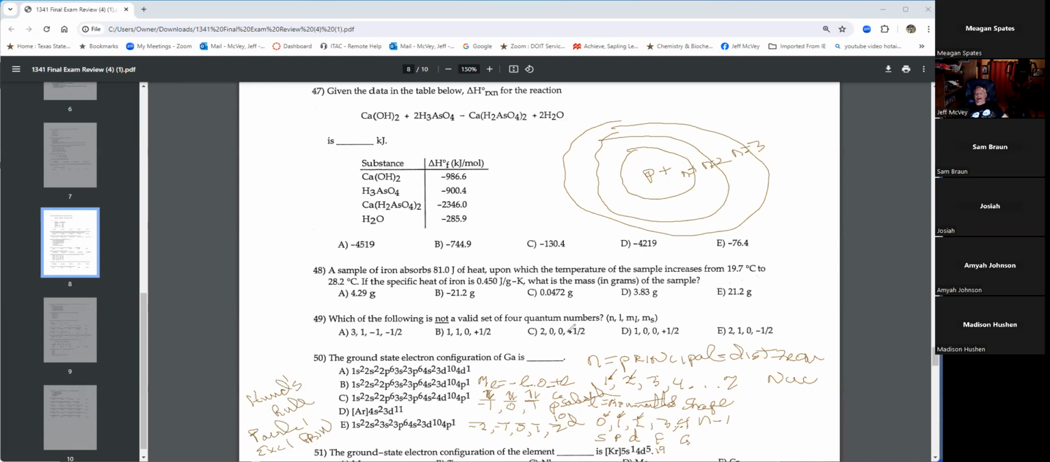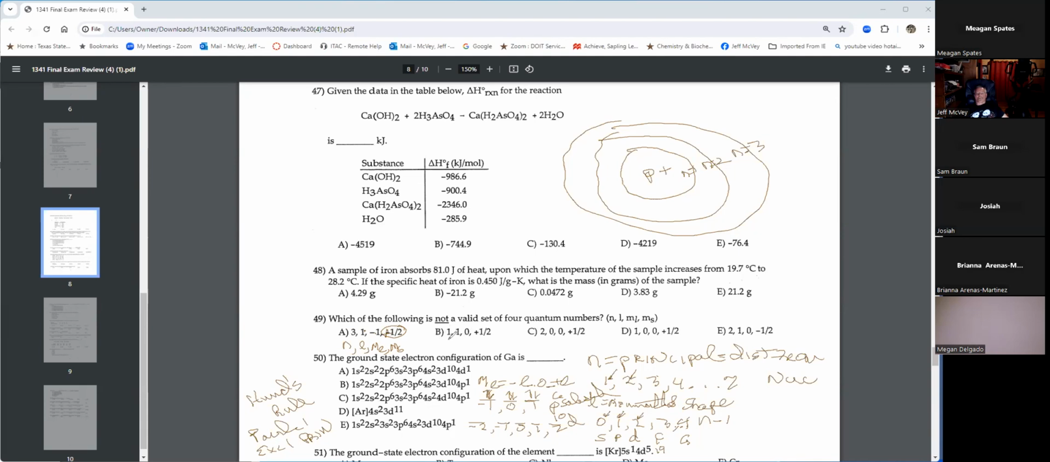This is the way we organize the orbitals. You start with the N value, then the L value, then the M sub L value, and then the M sub S value. If I have N equals 3, is L equals 1 okay? Yes. If L is equal to 1, can I have M sub L equal to -1? Yes. And M sub S can be -0.5.